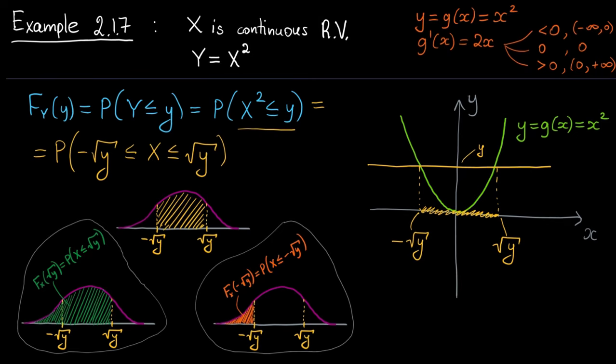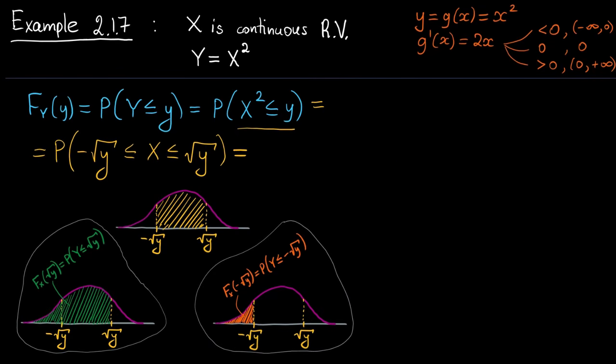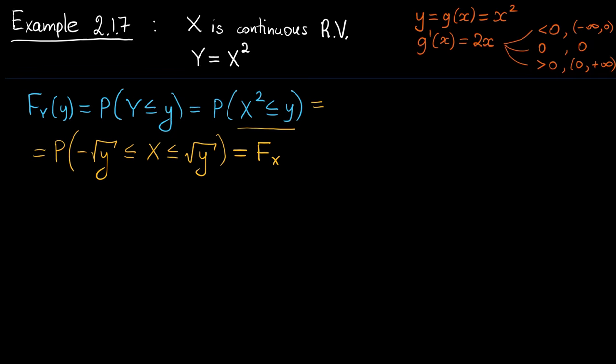Now notice that the event of interest here, that x is contained between minus square root of y and square root of y, can be expressed as the difference between the green event and the orange event. The green event is the event that x is less than or equal to square root of y, and the orange event is the event that x is less than or equal to minus square root of y. We can write this as the CDF of x evaluated at square root of y minus the CDF of x evaluated at minus square root of y.